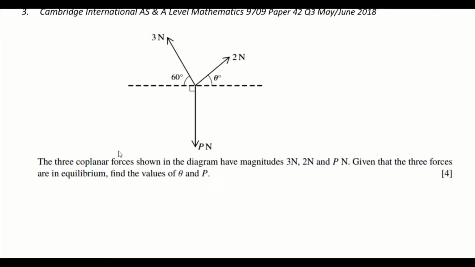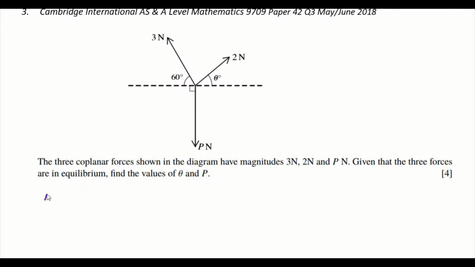Okay, so the three coplanar forces shown in this diagram have magnitudes of 3 Newton, 2 Newton, and P Newton. Given that the three forces are in equilibrium, find the values of theta and P. You can see that in this diagram you have only three forces. So that's why the triangle of forces and Lami's theorem can be applied here. For the previous cases like example 1 and 2, you can only use resolving. So now, same thing, let's try to do resolving first.